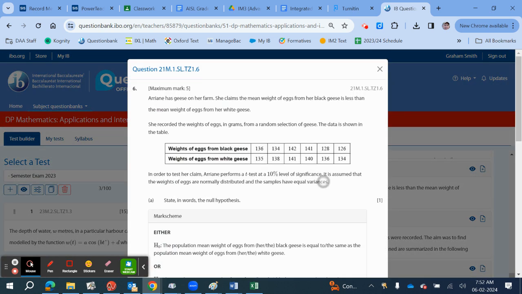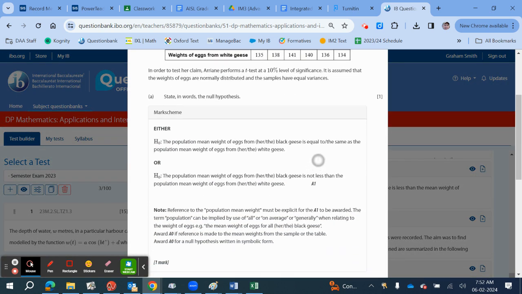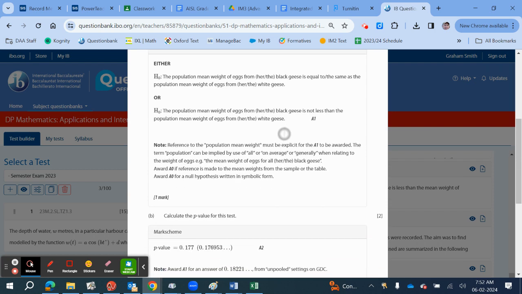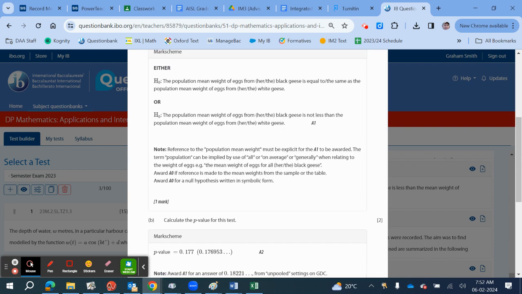This is the question from the IB. This is the IB mark scheme. The population mean weight, specifically. And then in the extra notes, reference to the population mean weight must be explicit to be awarded. The term population can be applied from, or it explains why. Award nothing if reference is made to the mean weights of the sample, or if it's written in symbolic form.